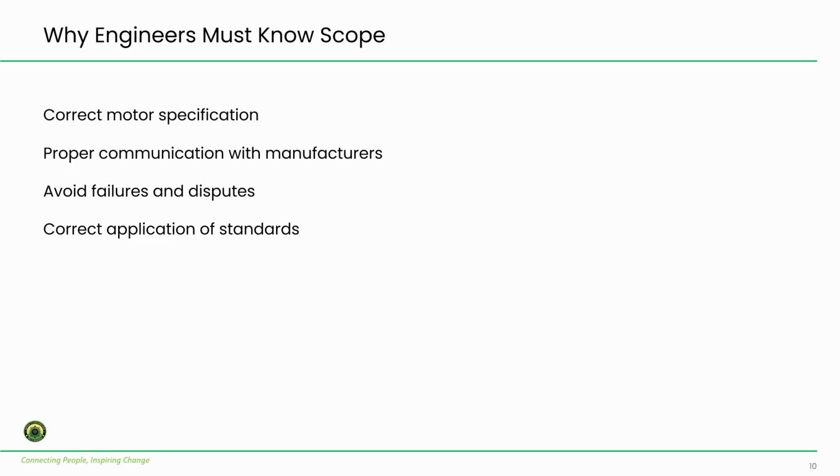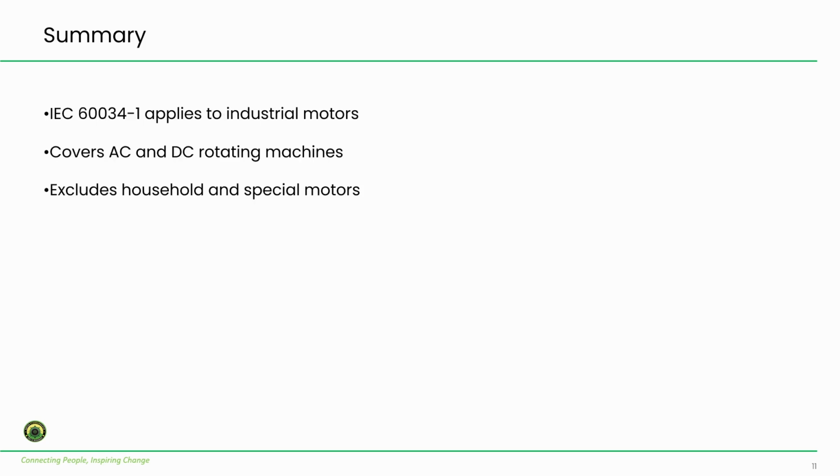So it is necessary to understand the standard, what is covered under it and what is excluded. Let us summarize this video. IEC 60034-1 applies mainly to industrial motors. It covers AC and DC rotating electrical machines. Household and special purpose motors are excluded. Even rail vehicle motors and traction motors are covered by different series of standards.